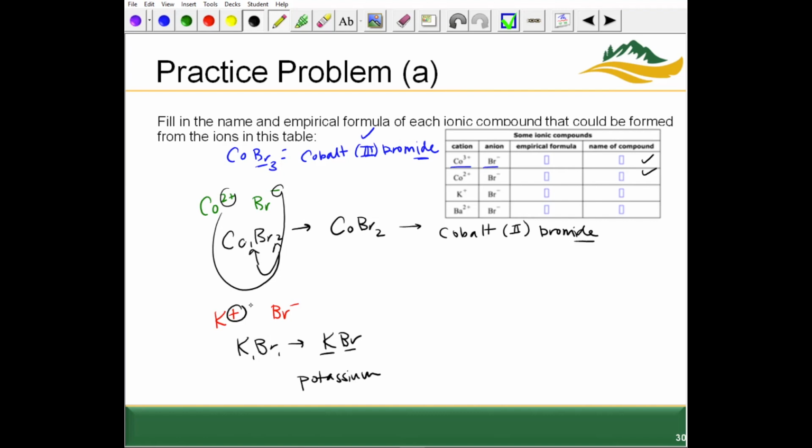Therefore, we do not need the Roman numerals there for the stock system. So potassium, then bromine. Again, we change that ending to bromide. Now let's look at barium and bromine.